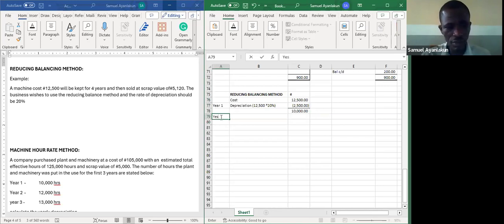Mind you, you only have 4 years. Year two. Also, do not forget that as at the end of year one, the asset has reduced to 10,000 naira. So year two, that's another time around. Now it will be 10,000. You bring it forward from the end of year one to the beginning of year two. It's now going to be 20% of 10,000 naira this time around.